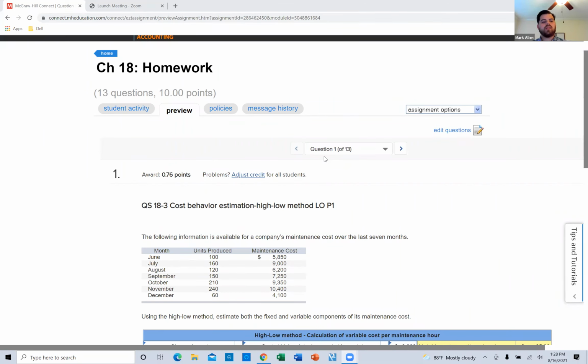We'll look at a couple of different methods, just scratching the surface on one or two of them and digging into a couple of the others. So we've got quite a bit of ground to cover, so we'll go ahead and get started here on the first question in chapter 18.